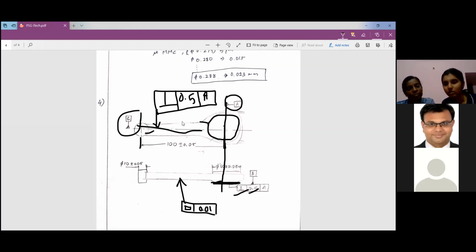And what about the circularity or the cylindricity? Can you tell for this? Actually, we don't need any datum for circularity, sir. So we'll just mention the circularity symbol along with the respective tolerance. Exactly. What can be the tolerance for circularity? It can be 0.05. That is okay, you can even use the design data book. What about the cylindricity?